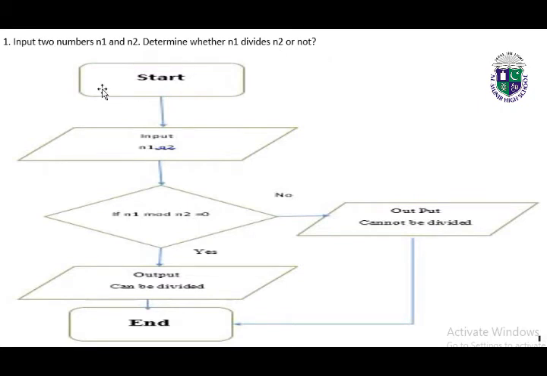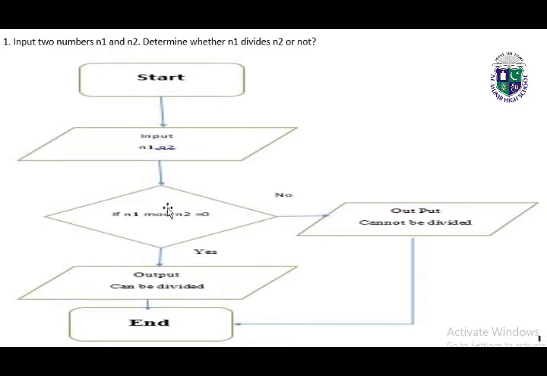So we will start with this symbol. This symbol is used to start or end the program. For decision making, we will use this diamond shaped symbol. For processing, we will use this rectangular shaped symbol. So start, input n1 and n2.